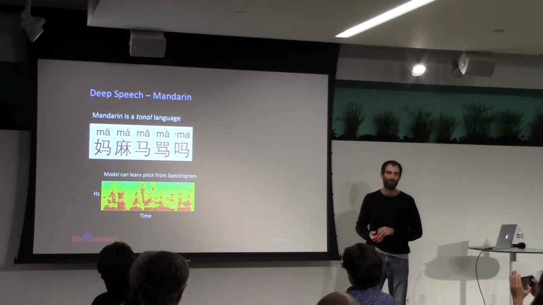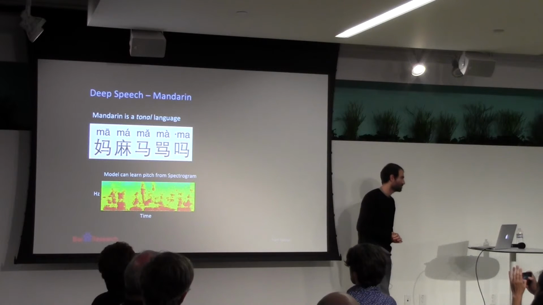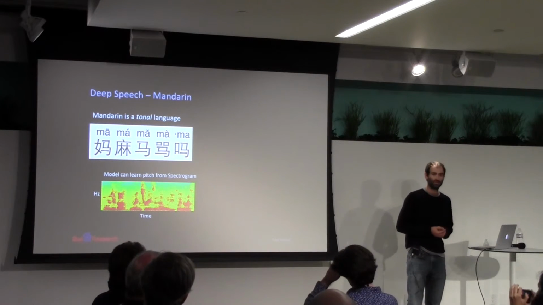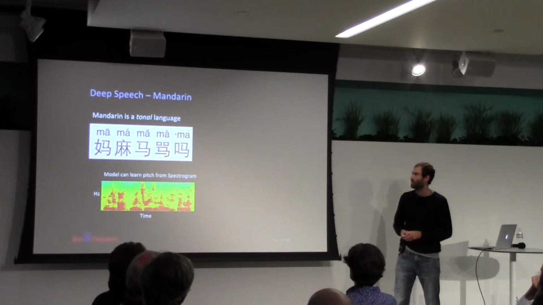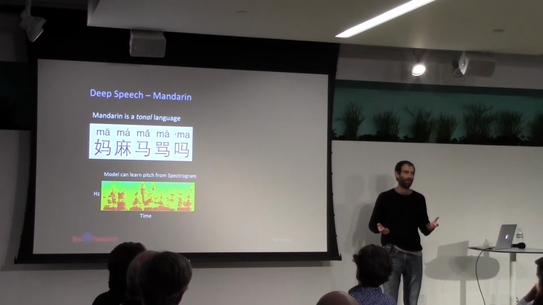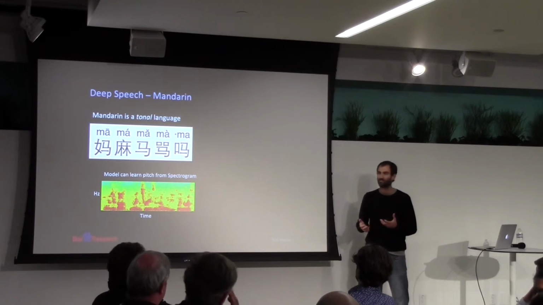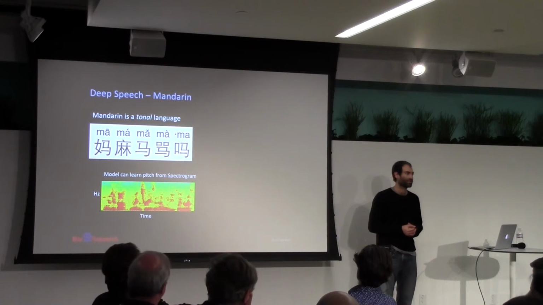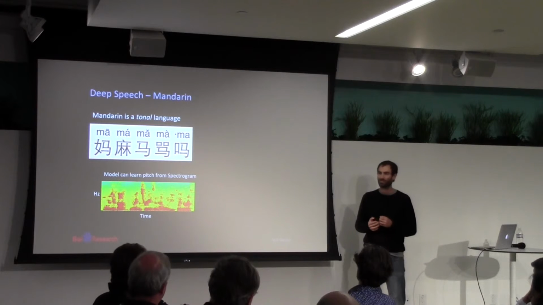So what's hard about Mandarin? Well, a couple things. First of all, Mandarin is a tonal language. So what does that mean? Well, you have here essentially 5 different words that to me all sound like ma. But to a Chinese speaker, they have very subtle changes in pitch, which changes the meaning of the word.